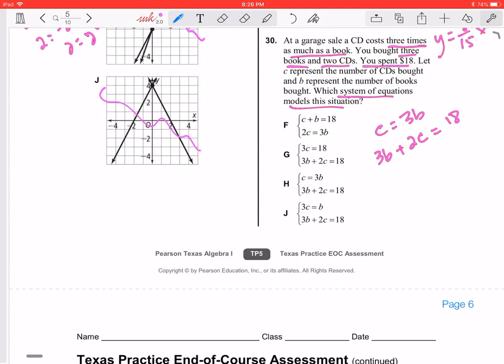Okay, well, let's look here. This one says C plus B equals 18. Nope. Then we have 2C is equal to 3B. Nope. Then we have 3C is equal to 18. No. 3C, C is equal to 3B. Then we have 3B plus 2C is equal to 18. Yep. Let's double check. This says 3C, so that would be if we bought 3 CDs, would be equal to 1 book. So that won't work either.